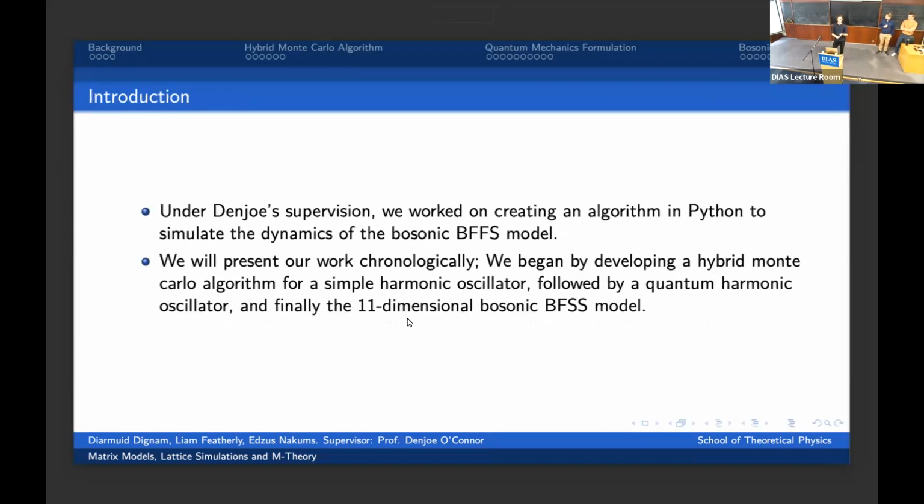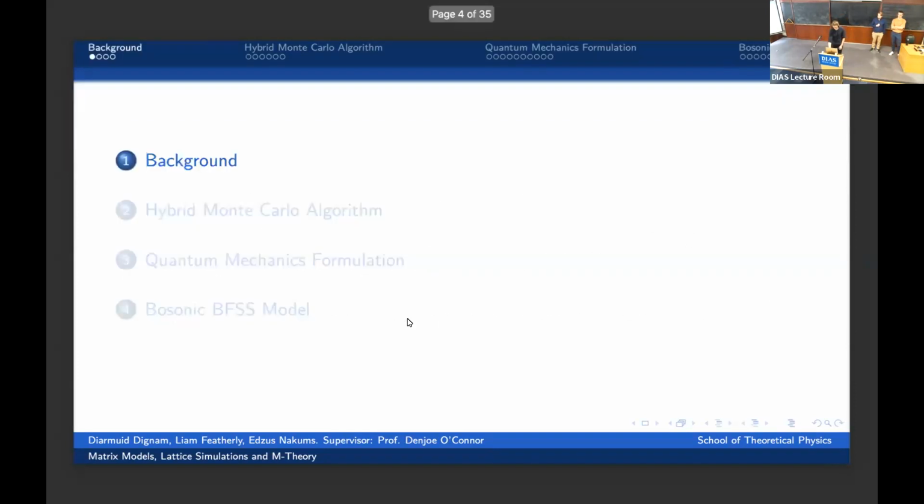Under Professor Denjo's supervision, we worked on creating an algorithm in Python to simulate the dynamics of the bosonic BFSS model. And we'll go through that broadly chronologically. I will talk about just a bit of background and the main basic version of the algorithm we used, and the lads will then expand on that.